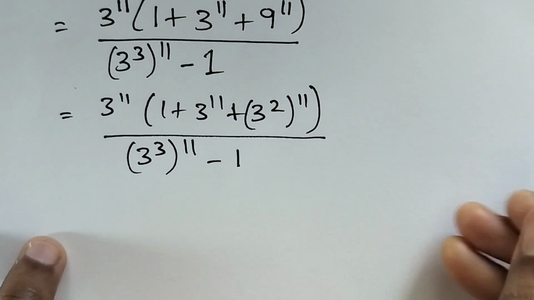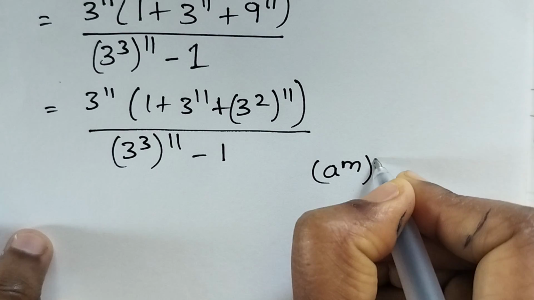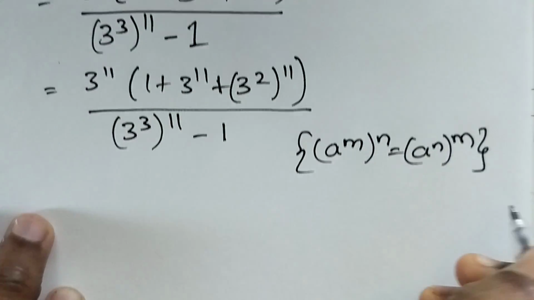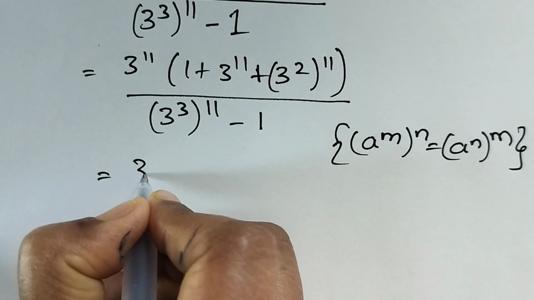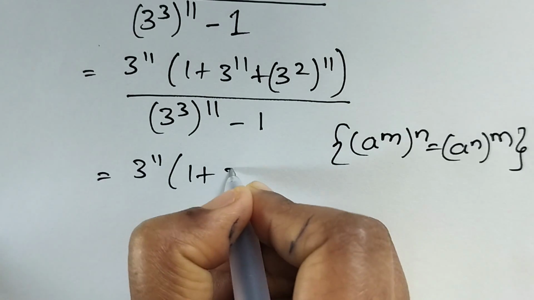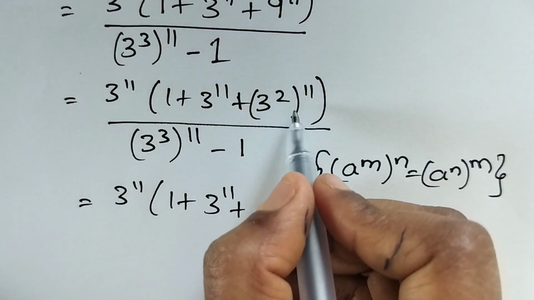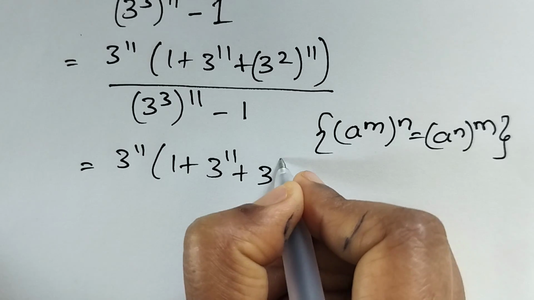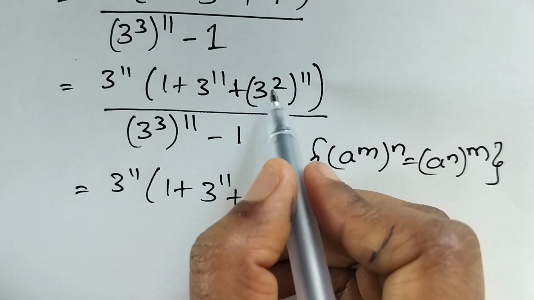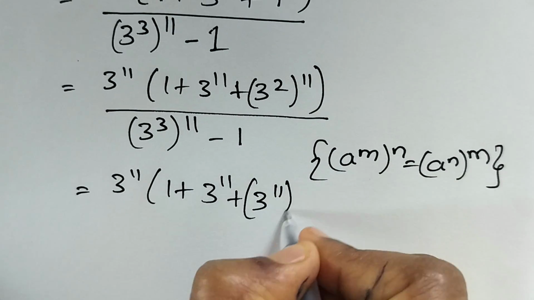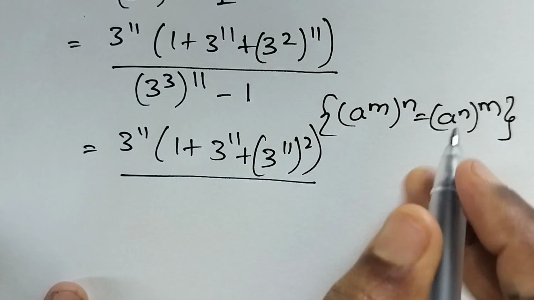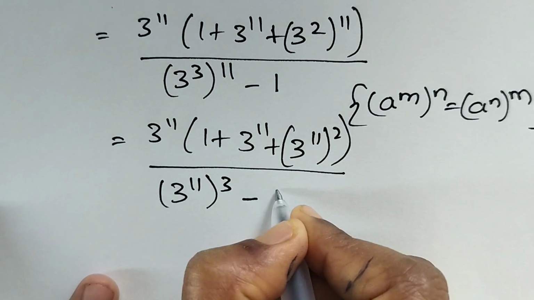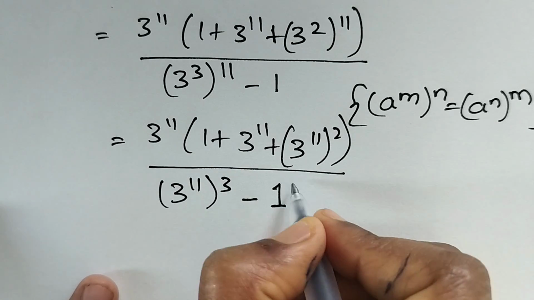So here (a^m)^n is equal to (a^n)^m. So apply this formula. Here we can write 3^11 times (1 plus 3^11 plus, here we are changing the terms, so 11 we are writing inside and we are writing 2 outside, (3^11)^2) divided by, same here, (3^11)^3 minus, here we can write 1 cube.